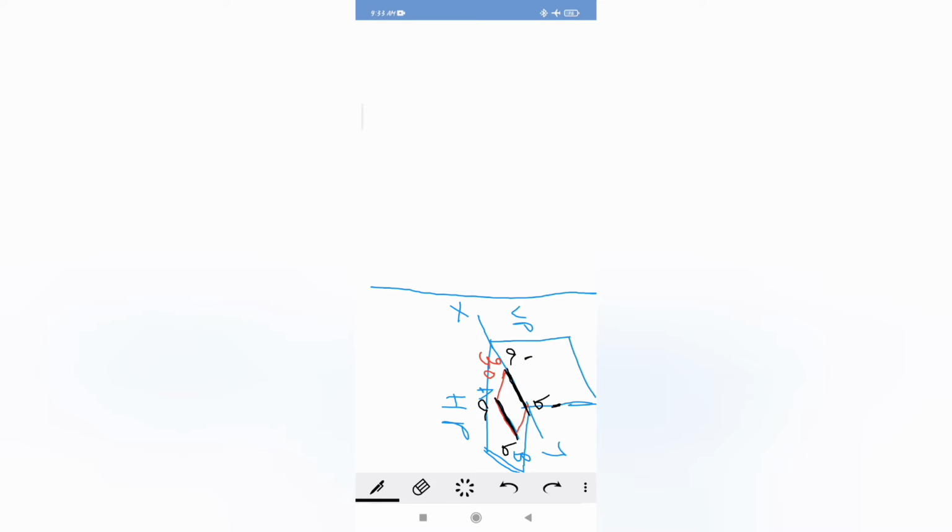As we know, we will tilt the horizontal plane in the clockwise direction up to 90 degrees. The final output will be like this. VP comes above the reference line, HP comes below the reference line, and the points A dash B dash are lying on the reference line itself.